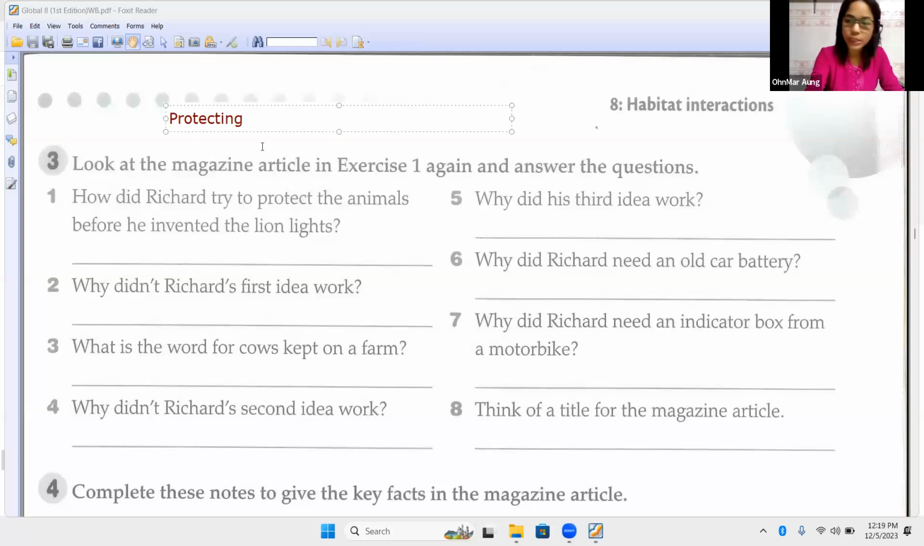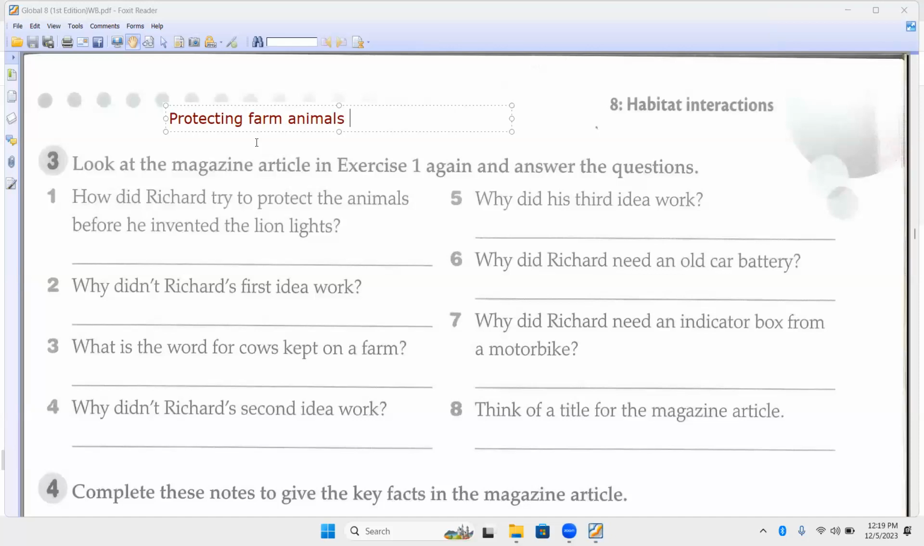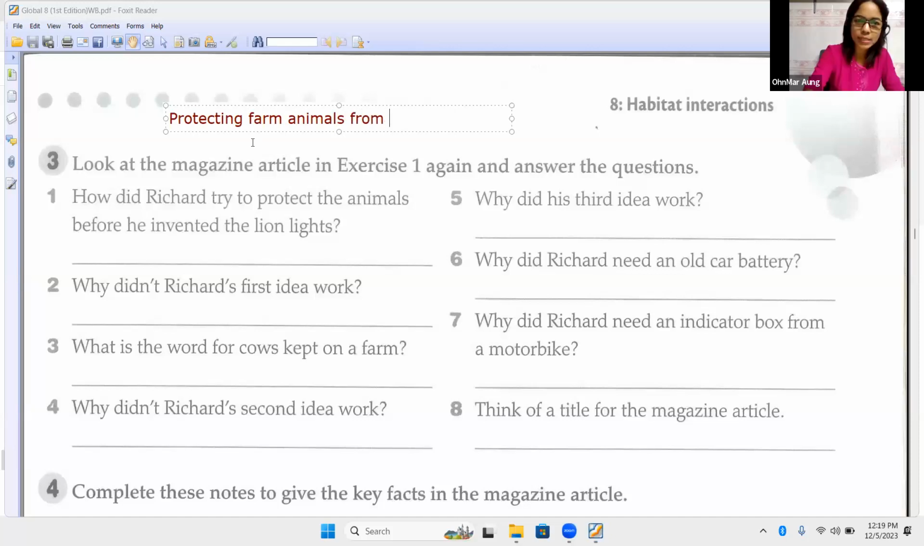Cows? Only cows? Farm animals? Yeah, farm animals. It would be better. Protecting farm animals from the lion. Or from predators? Yes. Good ideas. Any different opinion? If it is acceptable, I will put it on the share screen.